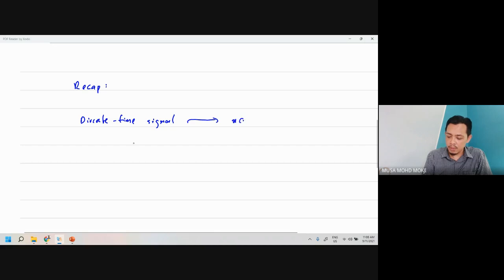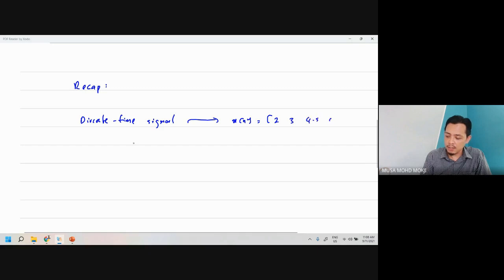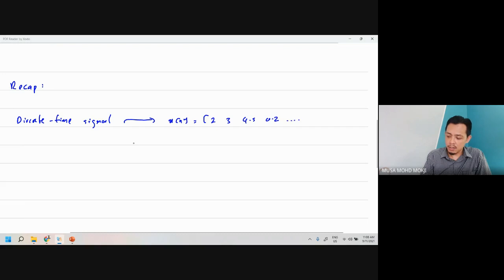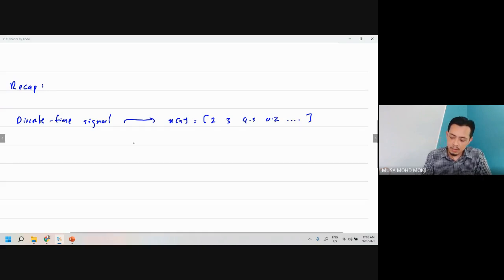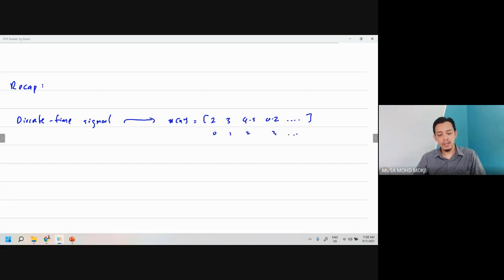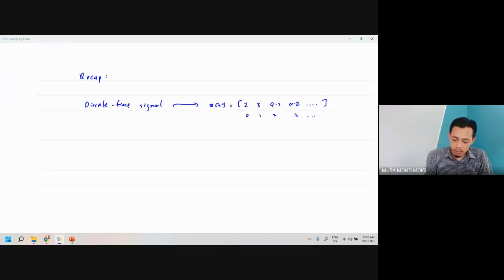And we have seen that, for example, we have x[n], and this is just a discrete time signal. It is just a sequence of values. After you do sampling, what you get is a sequence of values. So maybe you can have, let's say, 2, 3, 4.5, and then suddenly 0.2, etc. And what we also need to see from this sequence is the index. So we start with index 0, 1, 2, 3, etc. So that is a discrete time signal. This is what we learned in the first week.